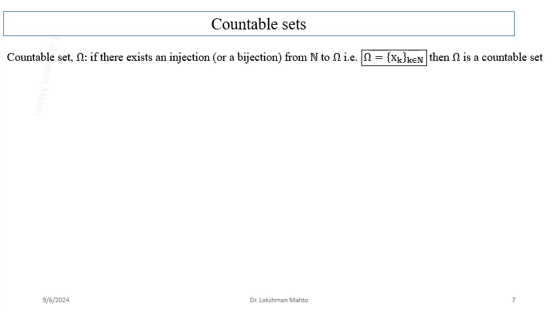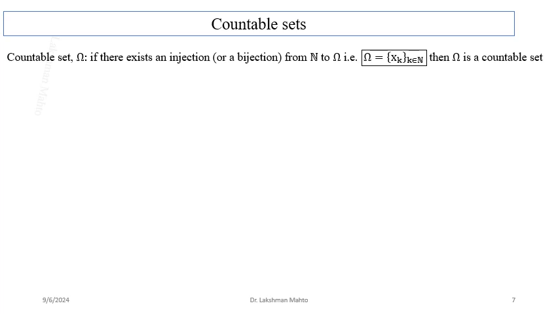Bijection is a very special case of injection. Do you know that or not? Injective plus surjective. So bijection is a very special case of injection. So a countable set means that you are defining an injection from the set of natural numbers to the given set. What does it mean? That means you are putting the elements of that set in the form of a sequence.